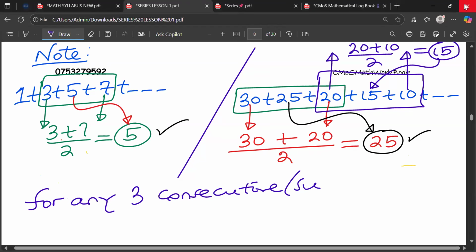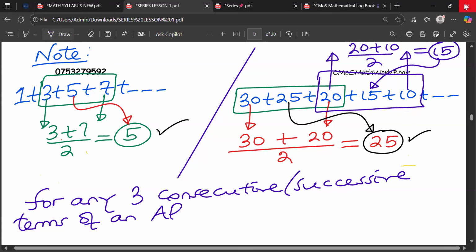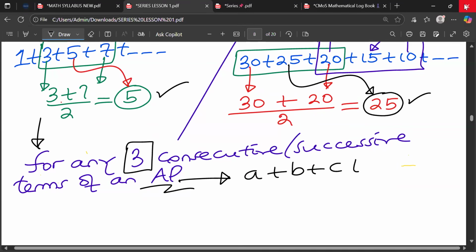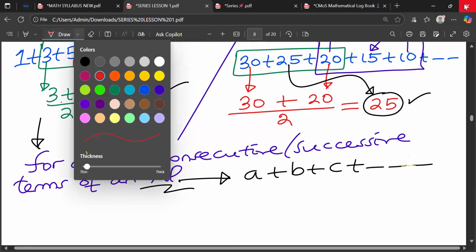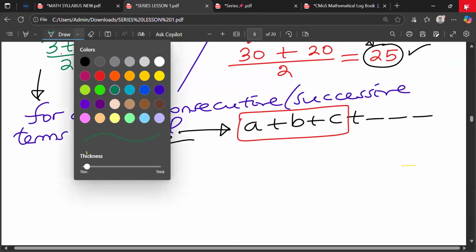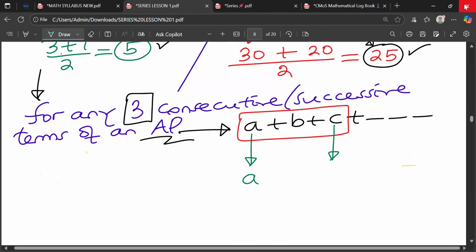For any three consecutive, successive terms of an A.P. These ones, A, B, C. I want someone to tell me, what should I expect when I get my A and C and I divide by 2? What am I going to get?